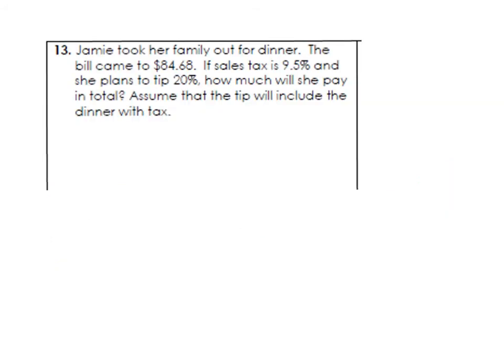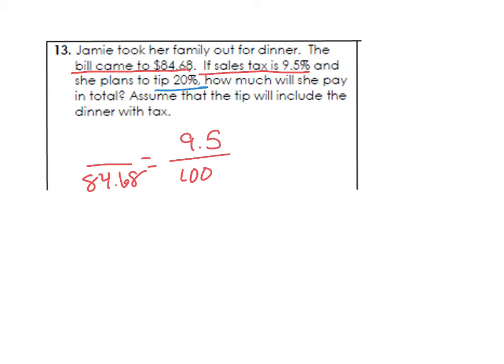Let's do a couple problems that you guys did on your homework and kind of go over it again. You're going to do a couple of adjustments to get to the final price. Jamie took her family out for dinner. The bill came to $84.68. So that's going to go down here, $84.68. If the sales tax is 9.5%, and she plans to tip 20%, how much will she pay in total?